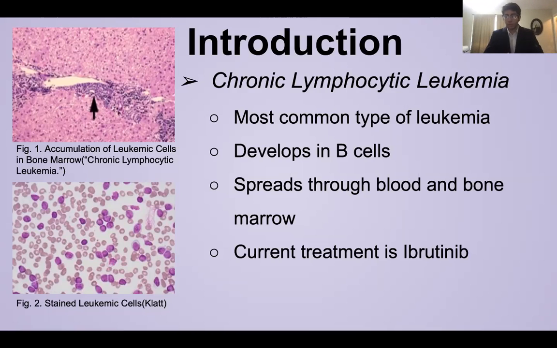As you can see in figure 1, this is a representation of what these cells look like as they start to accumulate in the bone marrow. And in figure 2, this is what they look like when they start moving into the bloodstream and spread throughout the rest of the body.